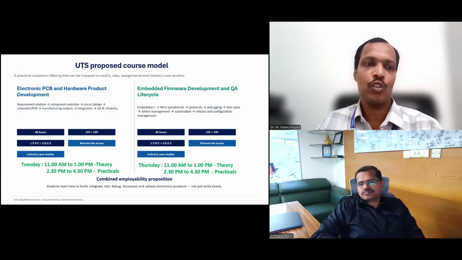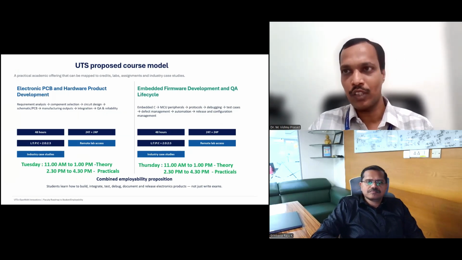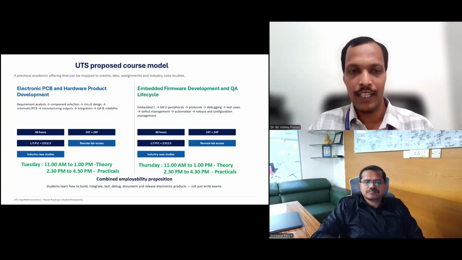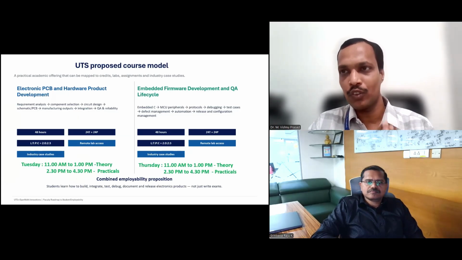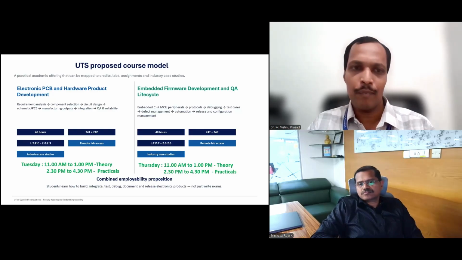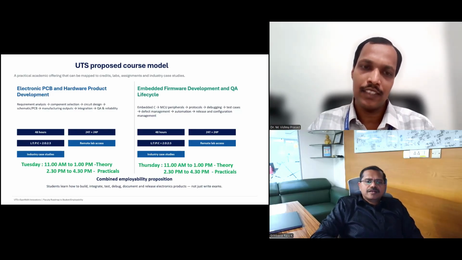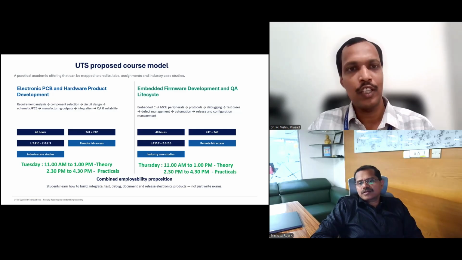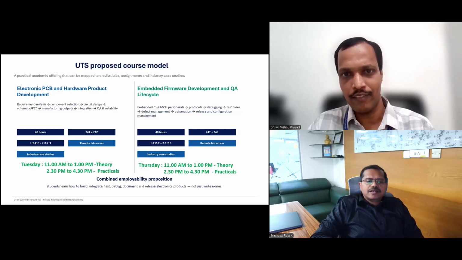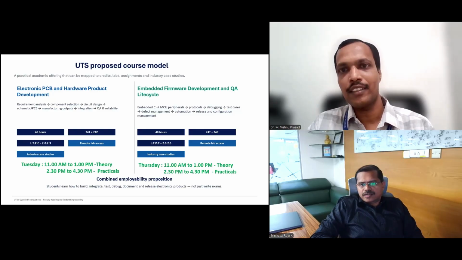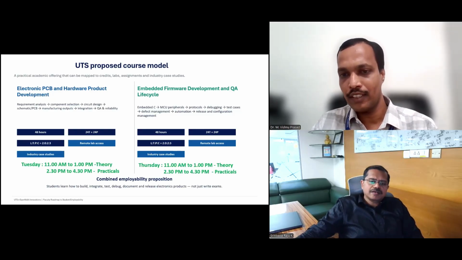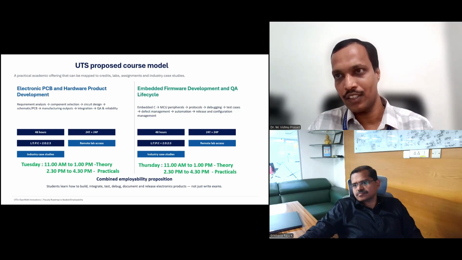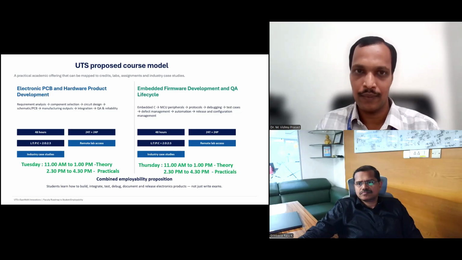This hardware course we are planning to deliver on Tuesday. That is the theory session in the morning, 11 to 1, and practical sessions through GNI people, 2:30 to 4:30. This is the allotted slot, but according to your timetable flexibility, these laboratories you can access through remote labs available through Gyan Nidhi. And this embedded firmware course we are planning to conduct on Thursdays in the morning session 11 to 1, the same timings, and practicals 2:30 to 4:30.